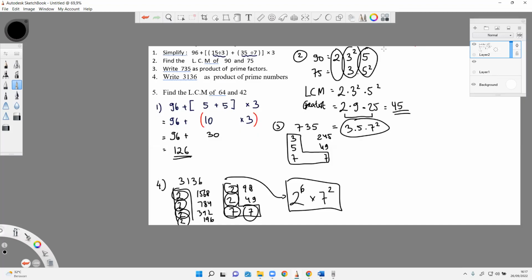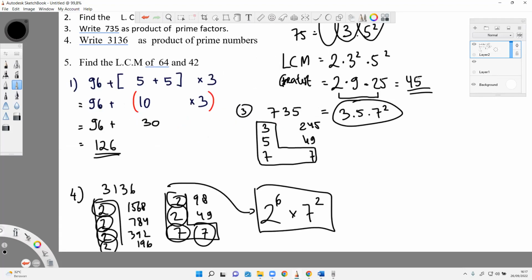Okay, now let's do number 5. Find the LCM of 64 and 42. So again and again, you do the prime factorization. 64 to 32 to 16, divided by 2, 8, 4, 2. Okay, you got it. 2 to the power of 6, right?